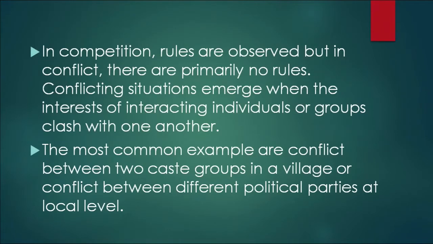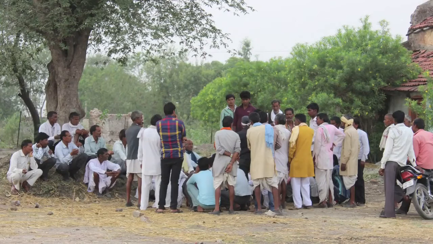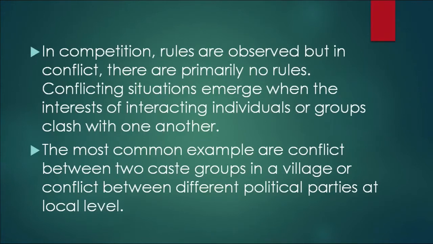The most common examples are conflict between two caste groups in a village or conflict between different political parties at the local level. You might have seen in a village or in cities two groups observing Ganesh Puja. They are competing with each other, thinking our group should do it in a proper manner, in a very good manner, so that we get appreciation from all the villagers. So we can say that there is competition. But when conflict happens between two caste groups in a village because of political rivalry, that is called conflict.